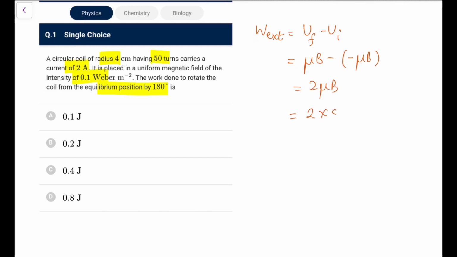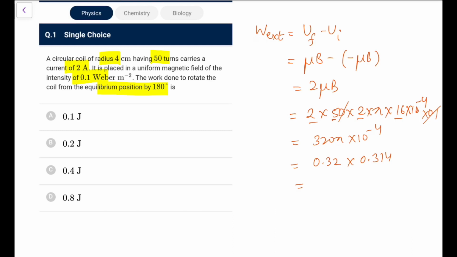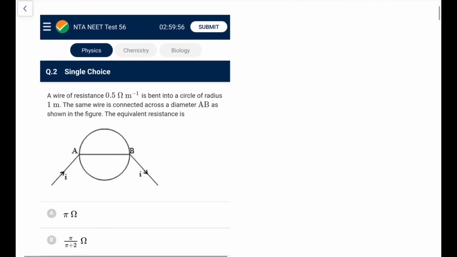Mu, you know, is N I A, that is 50 into 2 into A, which is pi r square. 4 centimeter means 16 into 10 to the power minus 4, into 0.1. Now this 0.1 and this get cancelled. 16 times 2 is 32, 64, 64 times 5 is 320, 320 pi into 10 to the power minus 4, which comes out as 0.32 into 3.14, so it's roughly going to be 0.1 joule. I can directly make it out. So option A is the correct one. Next, move on. Question number 2.